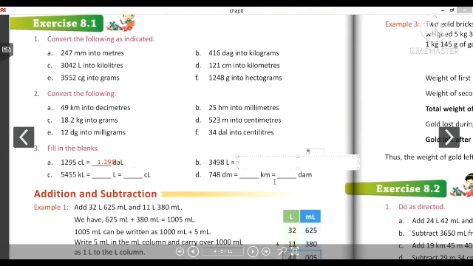Now next, 3490 liters is equal to how much? Hectoliter. So we are moving 2 places towards the higher unit. So this again needs to be divided by 100. So the answer is 34.98 hectoliter, which is equal to, now again we have to convert into kiloliters. So this is equal to 3.498 kiloliters.